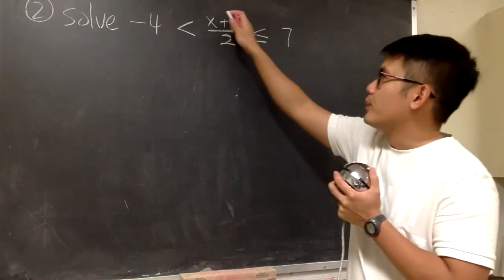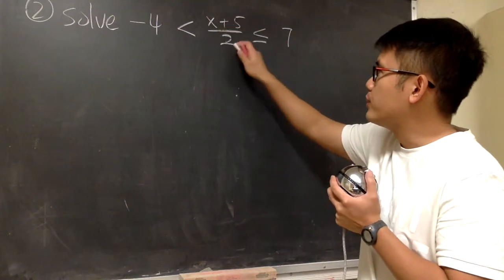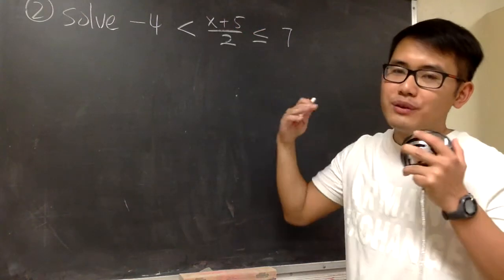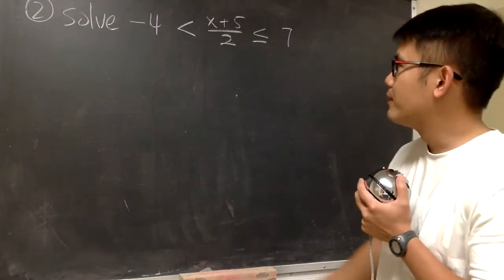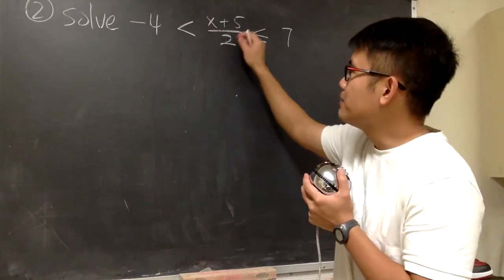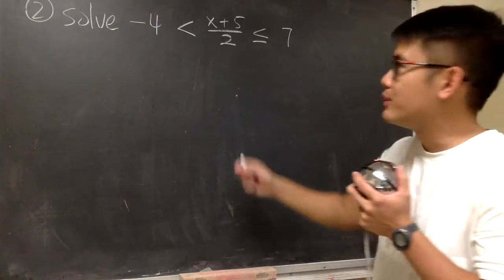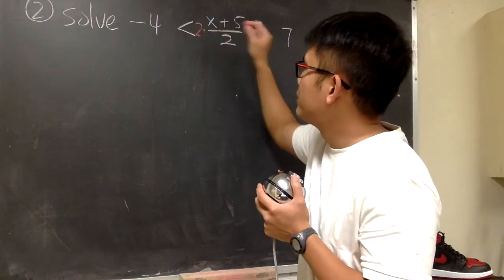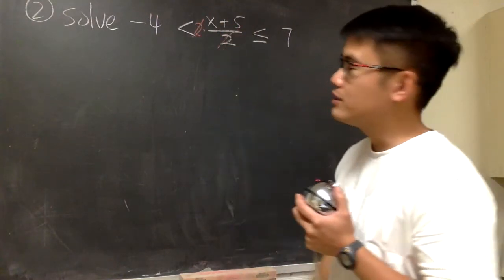And let's see, we have x plus 5 over 2. The x is in the middle. We have to get the x by itself, right? What can we do to get rid of the over 2? This is like dividing by 2. So we have to multiply by 2. This way, the 2 and 2 will cancel.